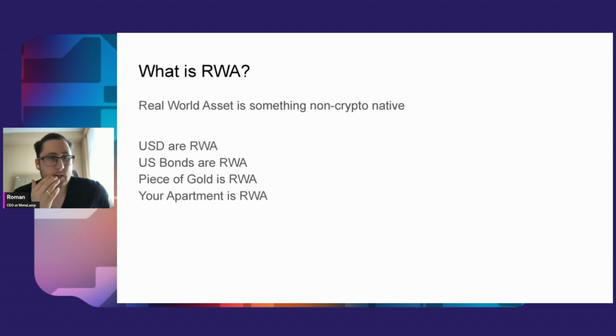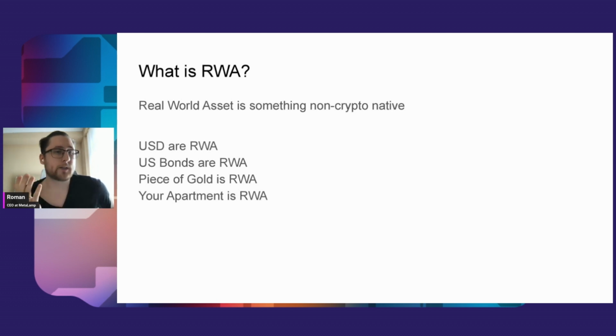What does it mean? Bitcoin, of course, is an asset which is basically crypto native. We cannot imagine Bitcoin outside of blockchain. Of course, we know about ETFs, but that is something different, right? But if we talk about emission and distribution, Bitcoin could be emitted and distributed only on blockchain. That makes it a crypto native thing. And real world assets are something non-crypto native.